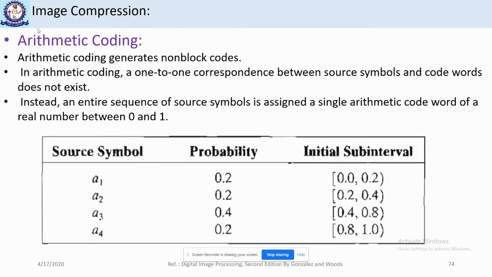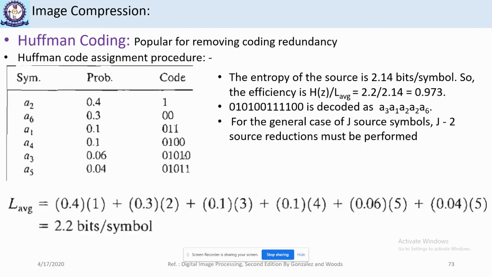In this lecture, we are going to discuss arithmetic coding. Arithmetic coding generates non-block codes. What do I mean by non-block codes? Let's refer to the previous slide in which we discussed Huffman coding. So, in Huffman coding, what do we do?